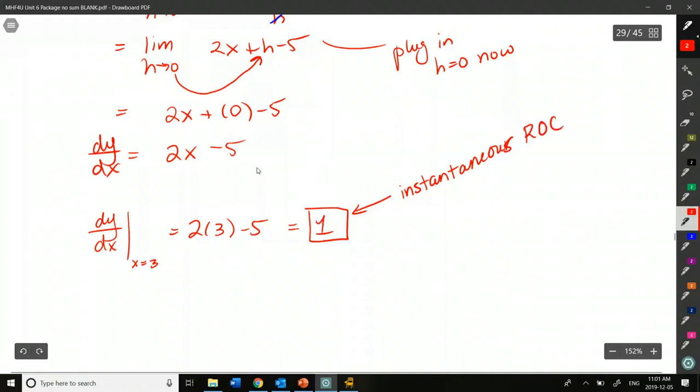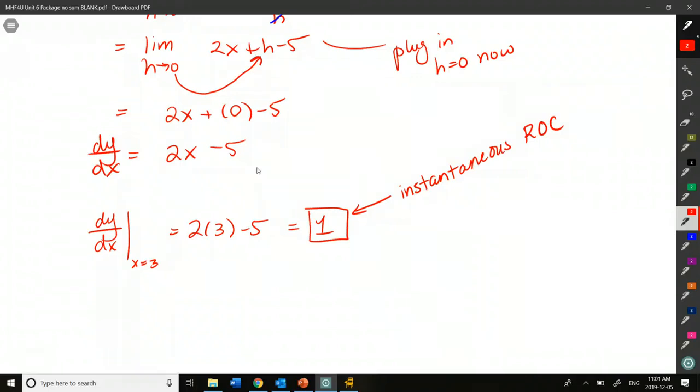A lot of times instead of writing out instantaneous rate of change, we'll just say IROC. So if you see me write IROC or AROC, that means instantaneous rate of change or average rate of change.